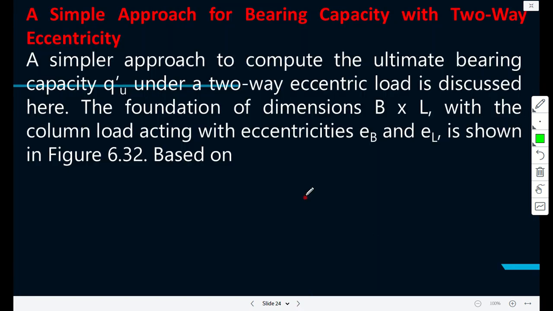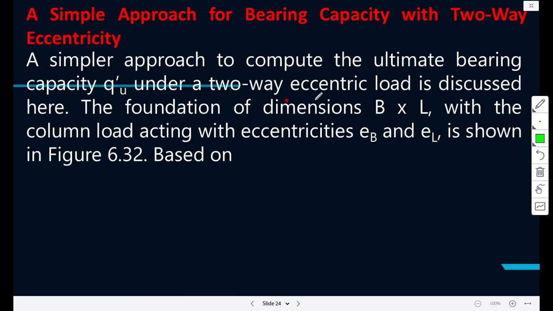And then of course there is a simpler way proposed to do this. So there's a simpler approach to compute the ultimate bearing capacity. Of course, you should note that when it's simpler, there is a likelihood that you're under or overestimating. The error is a little bit on the higher side.